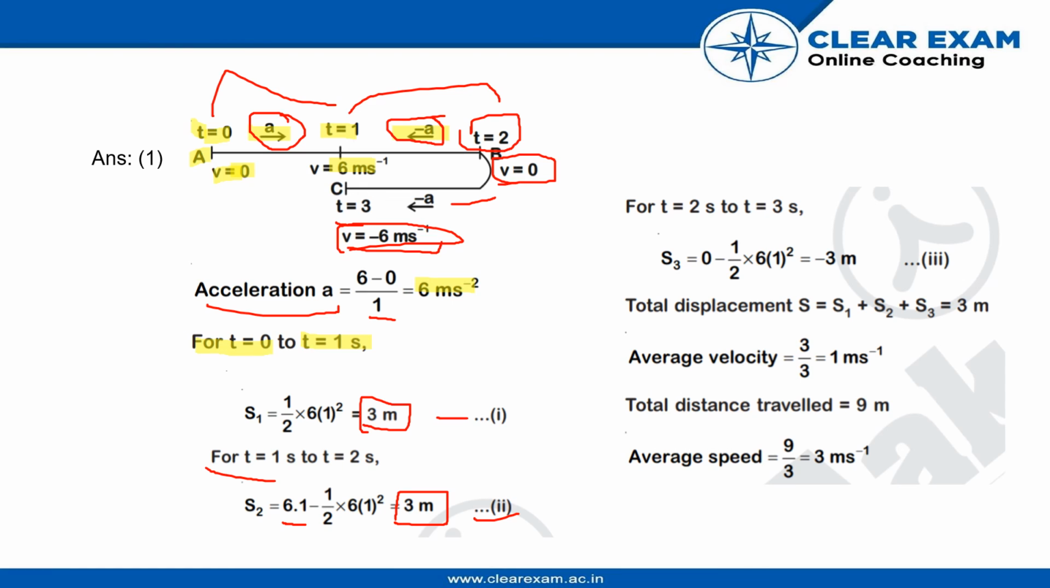Now we will find the third part, from t equal to 2 to t equal to 3. We get s3 equal to 0 minus 1 by 2 multiplied by 6 multiplied by 1 squared, which is equal to minus 3 m. Let's take it as the third equation.